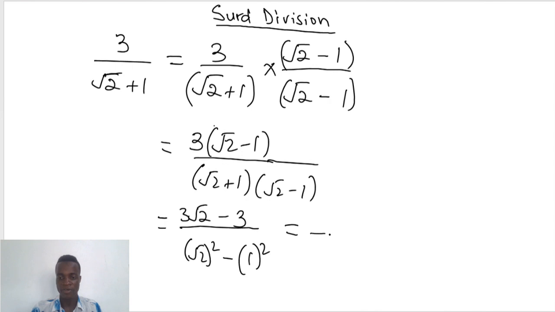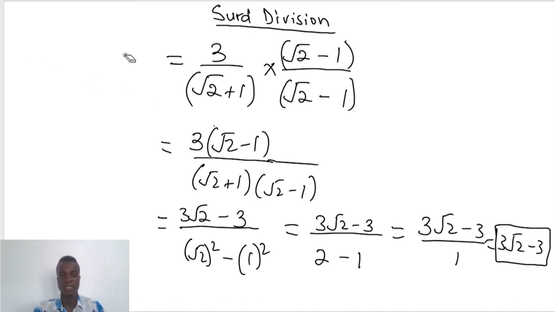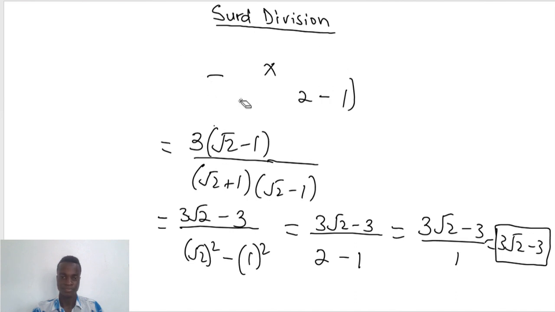So now what do I have? The top is 3 root 2 minus 3. The denominator: root 2 squared is 2, minus 1 squared is 1. So the numerator is 3 root 2 minus 3, all over 2 minus 1, which is 1. At the end of the day, this is our final answer for the division. You see how rationalizing the denominator helps us quickly get our answer without worrying much. So we first do the rationalization. That's what we simply do in surd division.